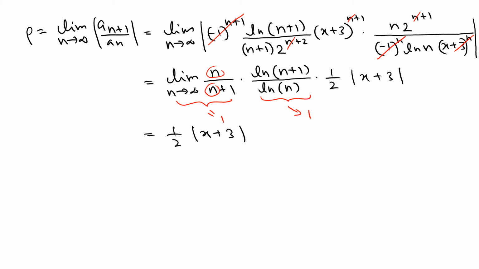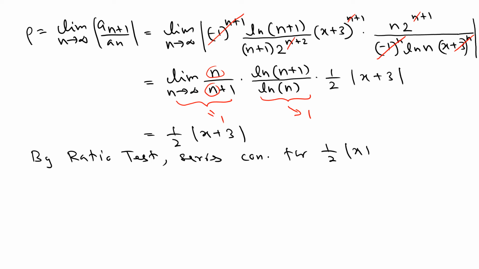Now we're going to use the argument from the ratio test. We know that if this is less than 1, the series converges. So by the ratio test, the series converges for 1/2 times the absolute value of x plus 3 less than 1. That's coming from the ratio test. Good. Now we want to solve for the radius and the interval. So let's start with that.